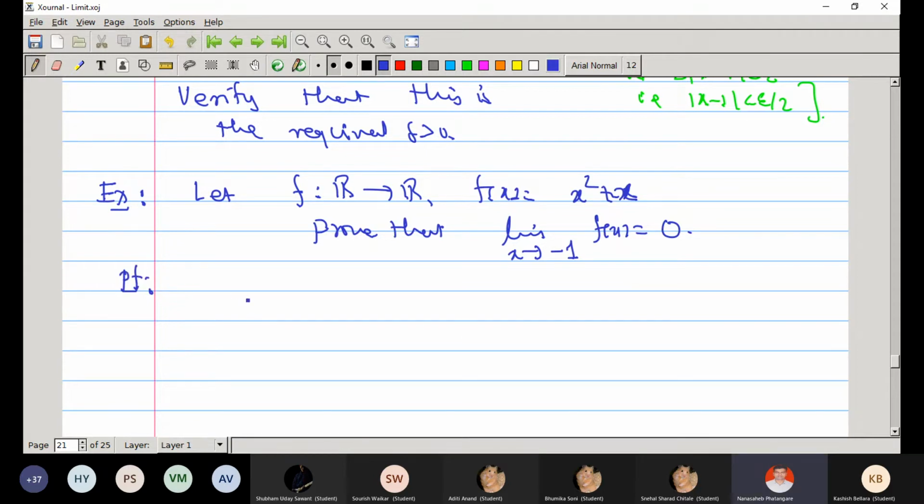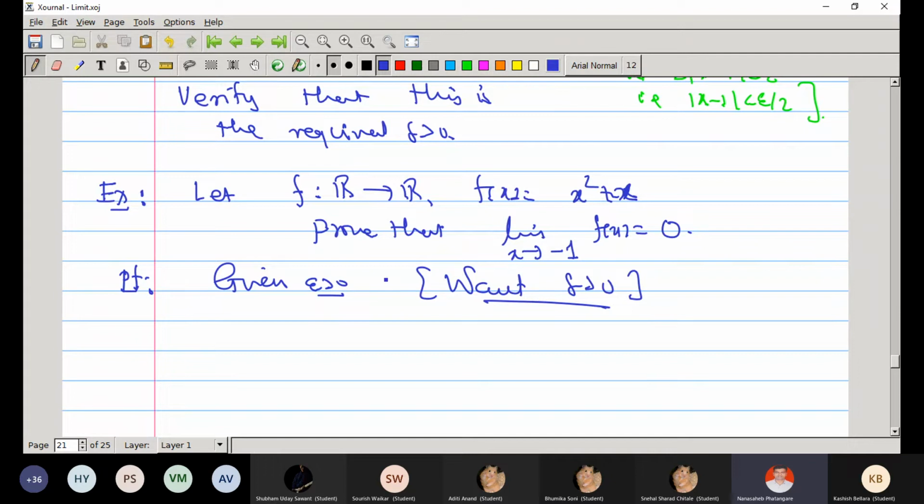So how to start the process? Given epsilon greater than 0, and want delta. When we solve any problem in mathematics, you should always write down what is given and what we expect. If you mention clearly, or if you understood clearly what we expect, then your job becomes easy.